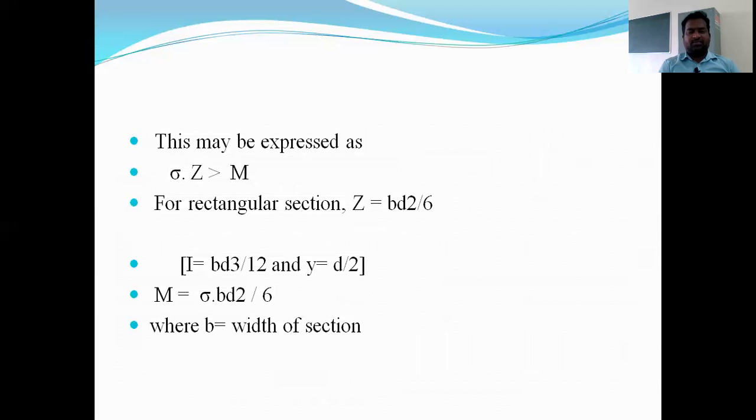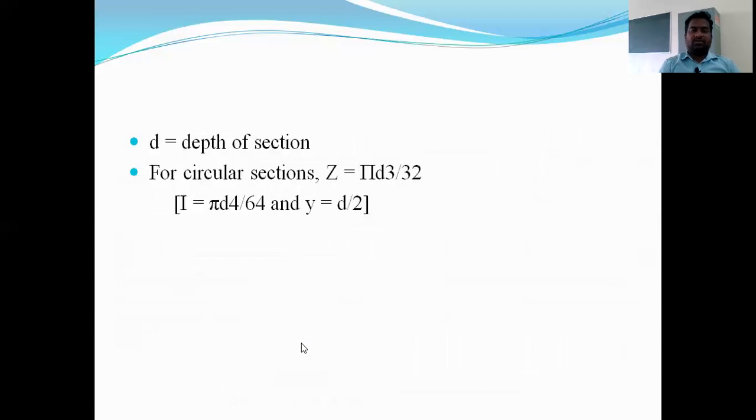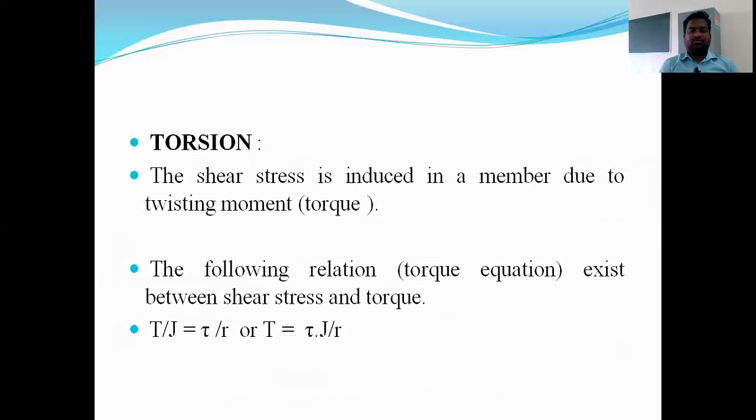A few mistakes were made in these values while learning them. For a rectangular section, Z is BD square by 6, and here I is BD cube by 12, y is equal to d by 2. After calculation, sigma into Z, where Z is BD square by 6, and b is equal to width of the section, right? We have seen all of this. Next, the shear stress is induced in a member due to twisting moment.